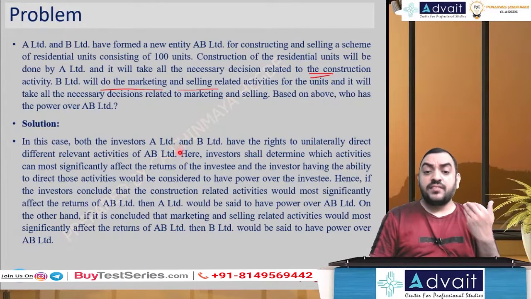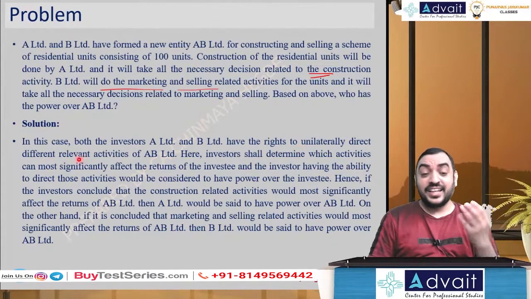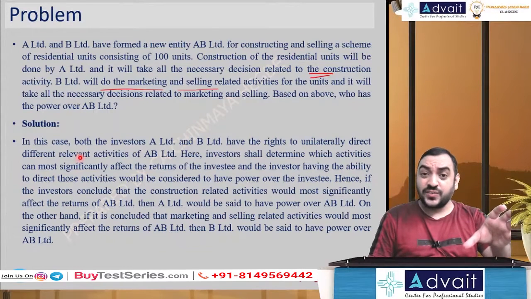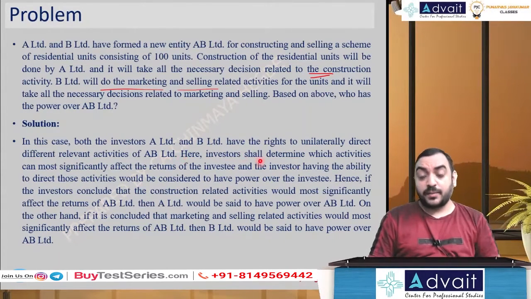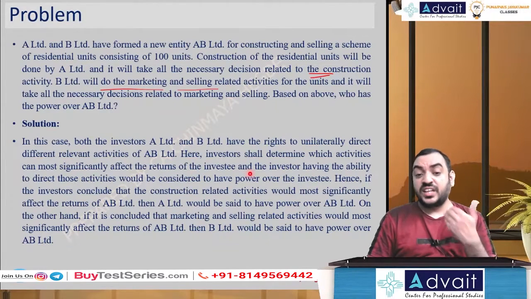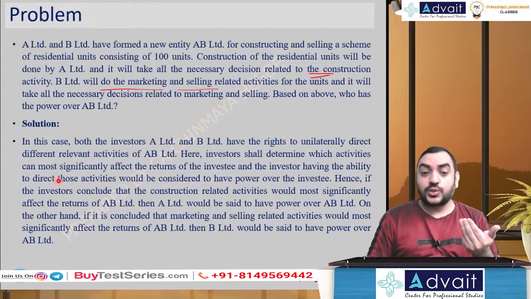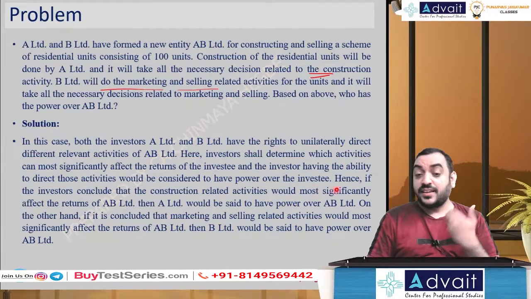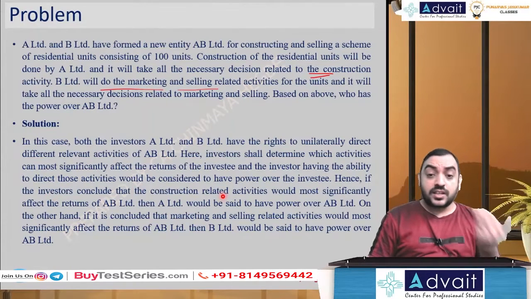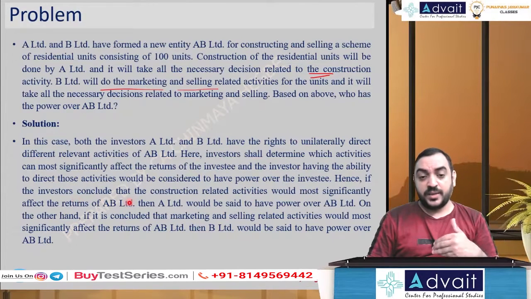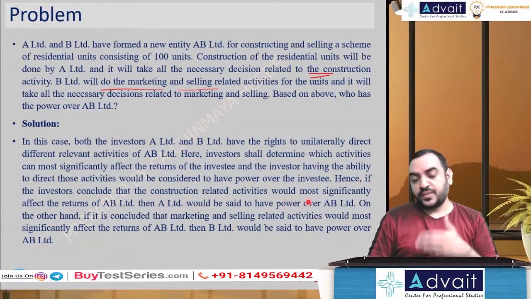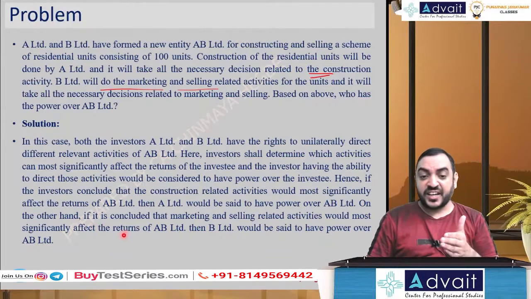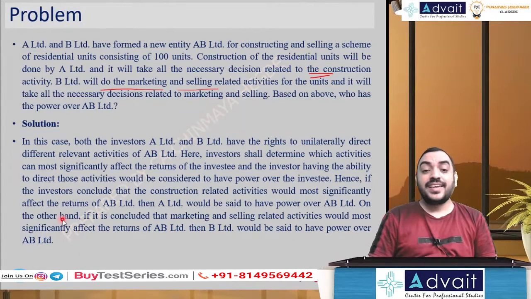In this case, both investors have the right to unilaterally direct the different relevant activities. Yes, A will do construction activities and B will do selling activities. Here, investors shall determine which activities most significantly affect the returns of the investee, and the investor having the ability to direct those activities would be considered as having power over the investee. Hence, if the investor concludes that construction related activities would more significantly affect the returns of AB Limited, then A Limited would be said to have the power over AB Limited. On the other hand, if it is concluded that marketing and selling related activities would more significantly affect, then B Limited would be said to have the power over AB Limited.